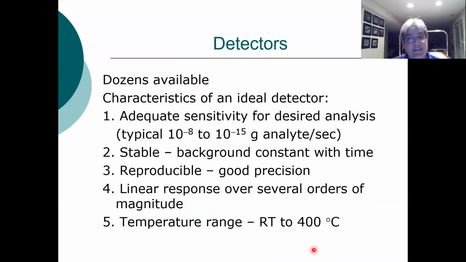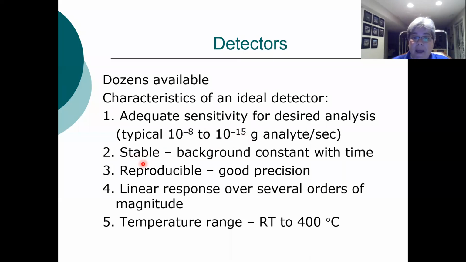So there are dozens of these available. We're only going to look at 4. But let's first look at what you want in an ideal detector. So it needs to have good sensitivity. Remember, the amounts coming off the column are small. So they need to be able to measure 10 to the minus 8 to 10 to the minus 15 grams per second.